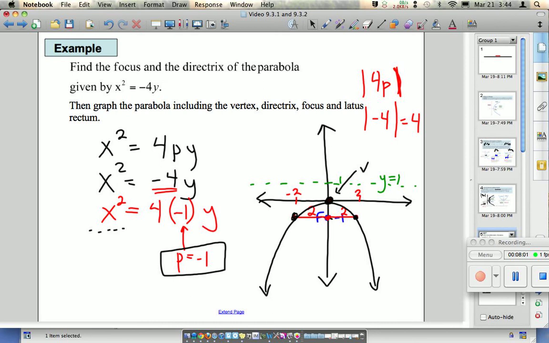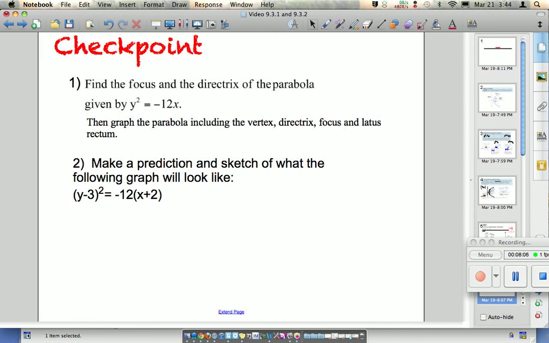Your checkpoints, this is a short video today, your checkpoints are the following 2 problems. So see if you can do number 1. Think about what direction that parabola would go and try to graph it using the vertex, directrix, focus, and latus rectum. The next thing, you're going to extend it just a little bit further. You're going to make a prediction on what this graph will look like. And then in class, we'll check in with that one.